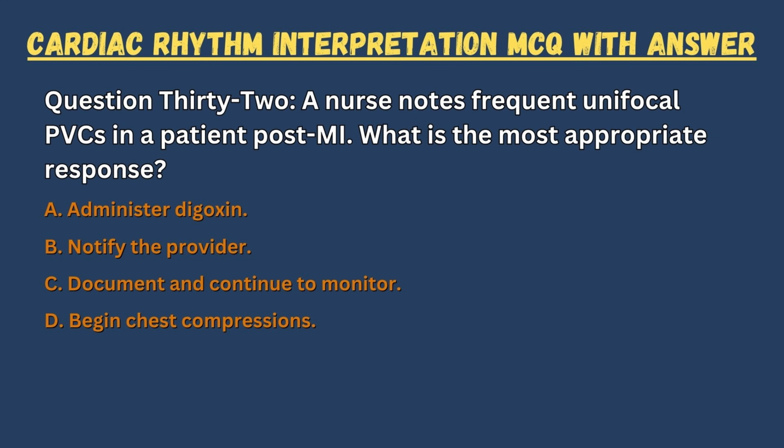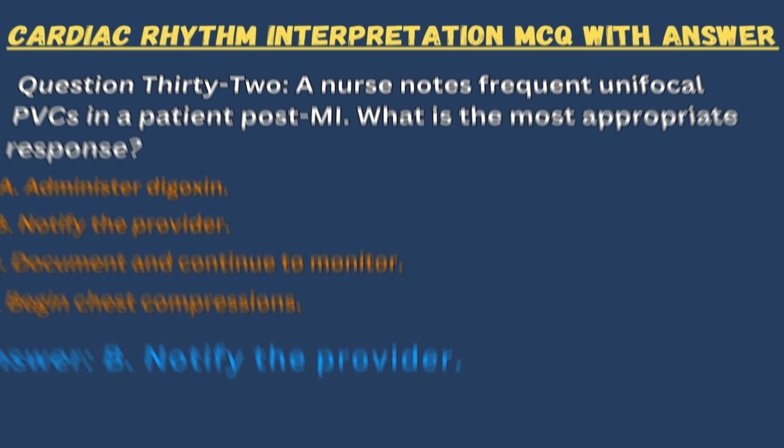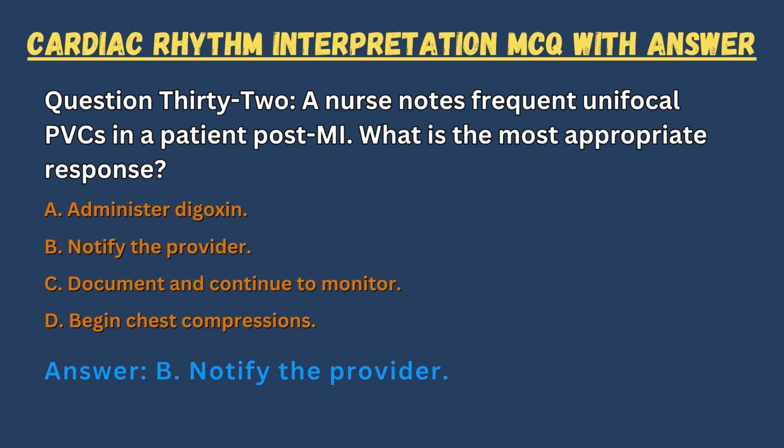Question 32. A nurse notes frequent unifocal PVCs in a patient post-MI. What is the most appropriate response? A. Administer digoxin. B. Notify the provider. C. Document and continue to monitor. D. Begin chest compressions. Answer: B. Notify the provider.